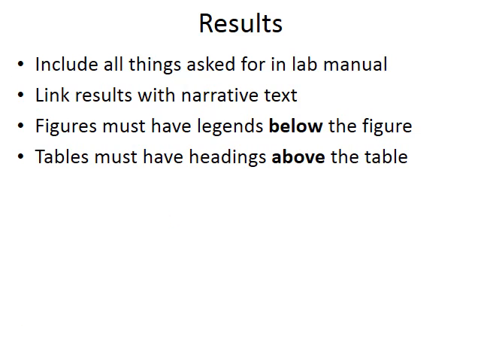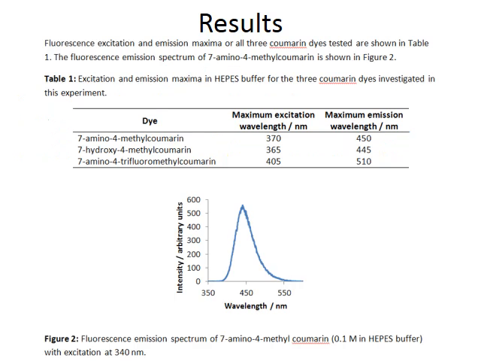In the lab manual, you will be told the results that you need to include for each experiment. Do not just list the things asked for, but include a narrative text to link the results. Importantly, you should refer to all figures and tables in the narrative. And remember that all figures must have a figure legend below the figure, and all tables must have a table heading above the table. Let's look at part of a results section.